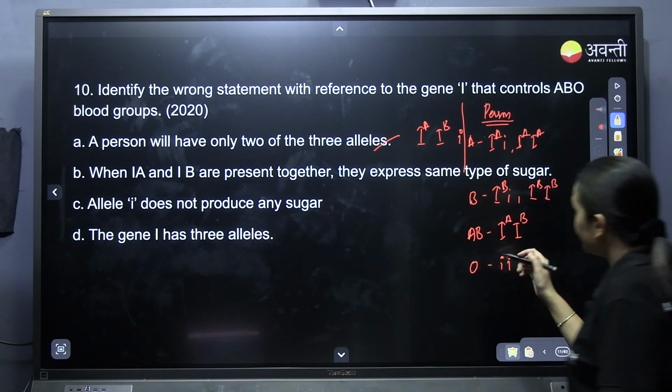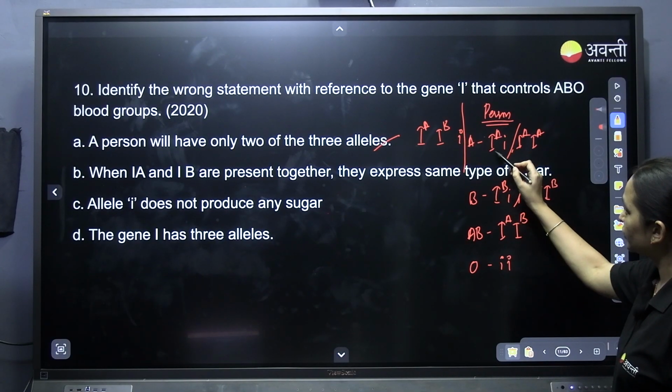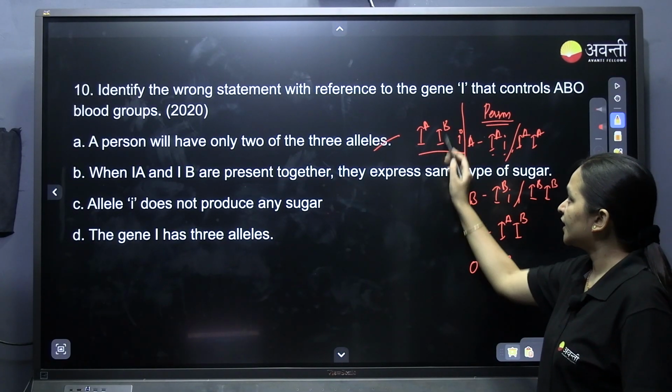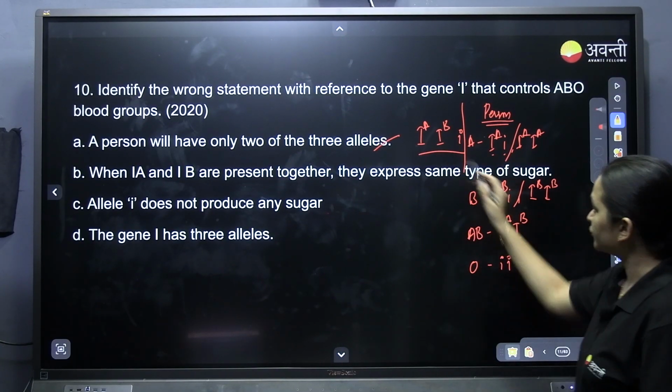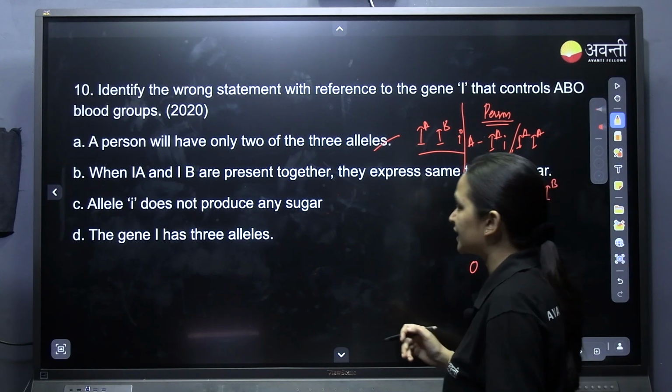ii. Whatever it is, only two, this or this, right? So only two of the alleles out of three alleles. What are the three alleles? IA, IB and small i are the three alleles. Out of these three, the person will have only two alleles. So option 1 is correct.